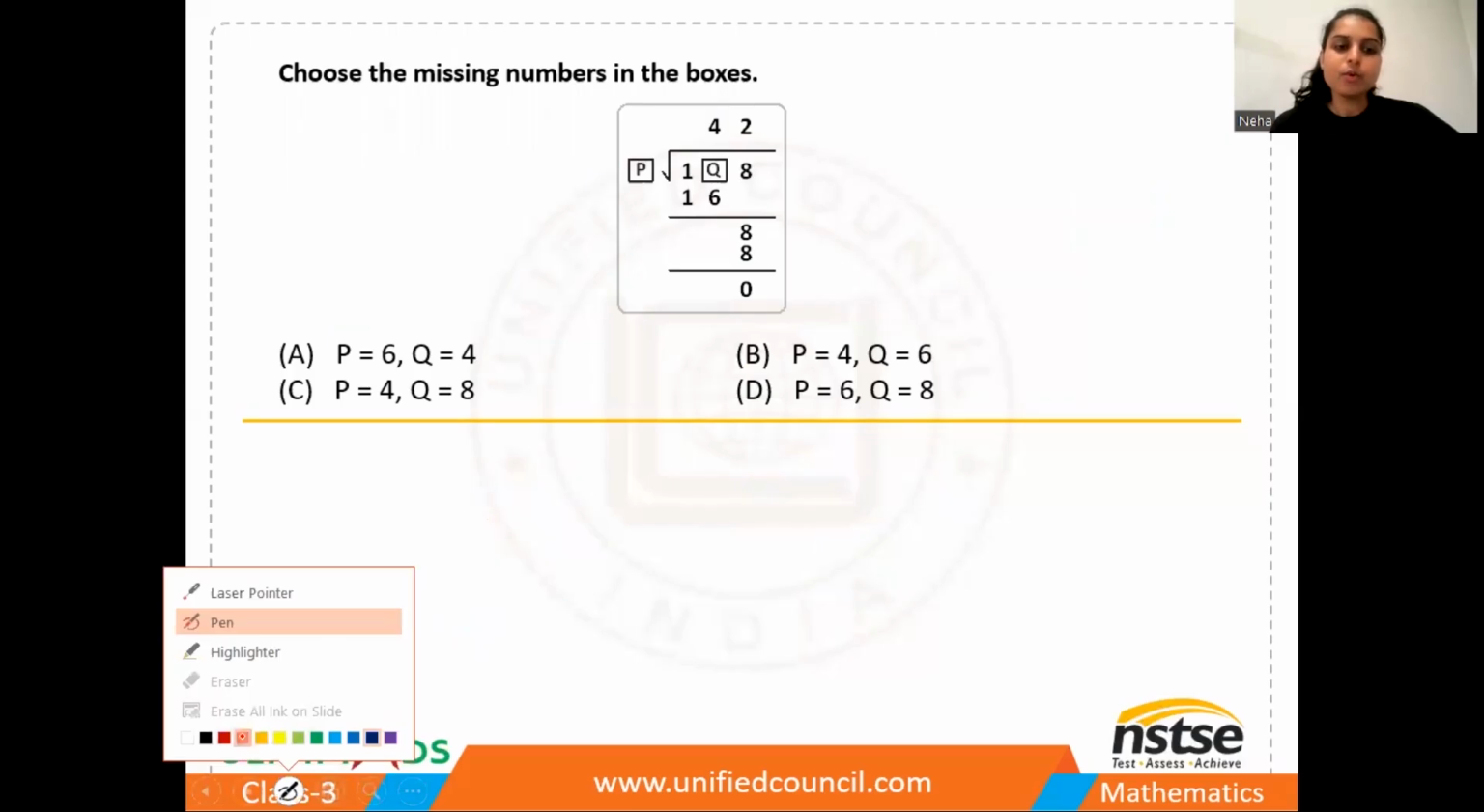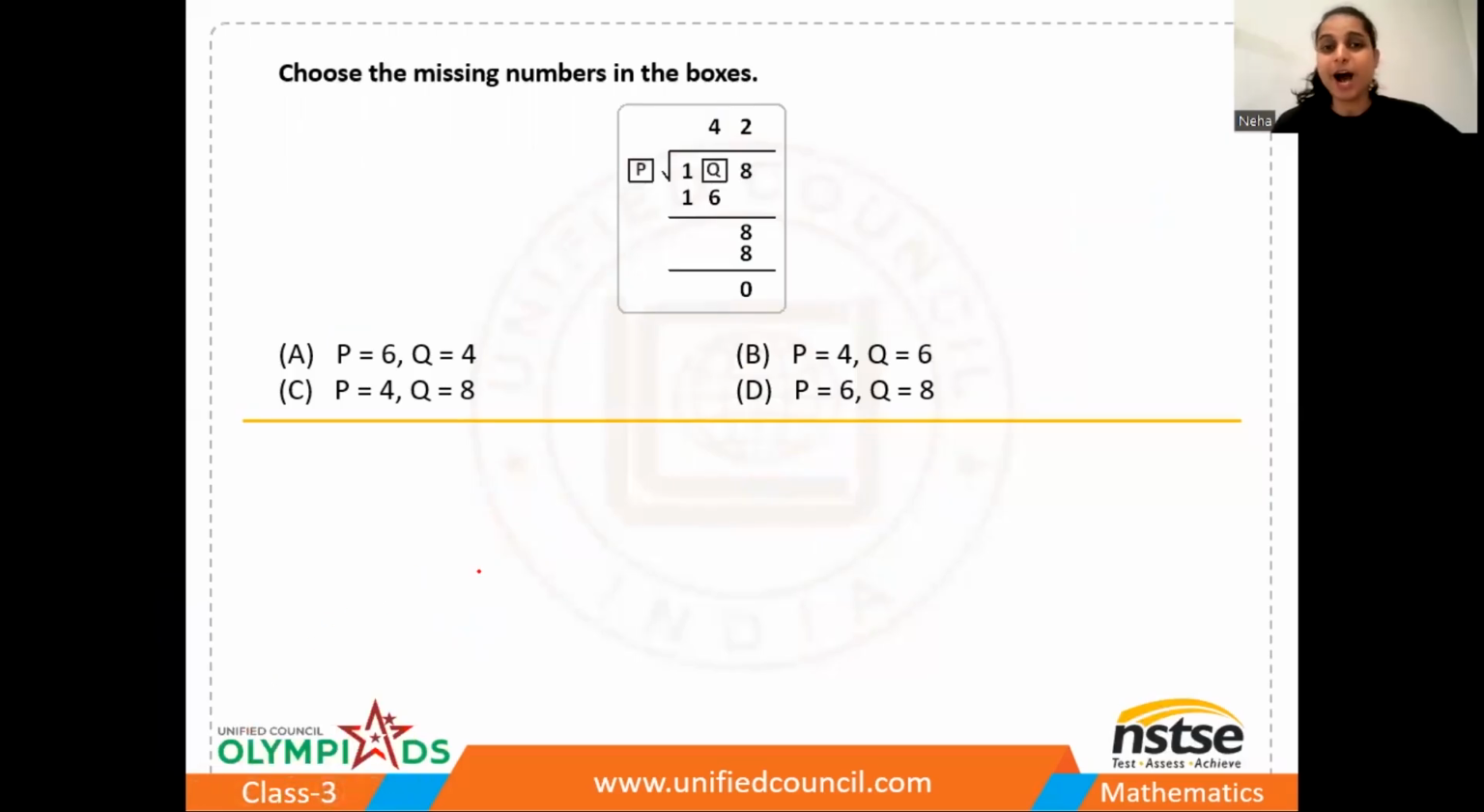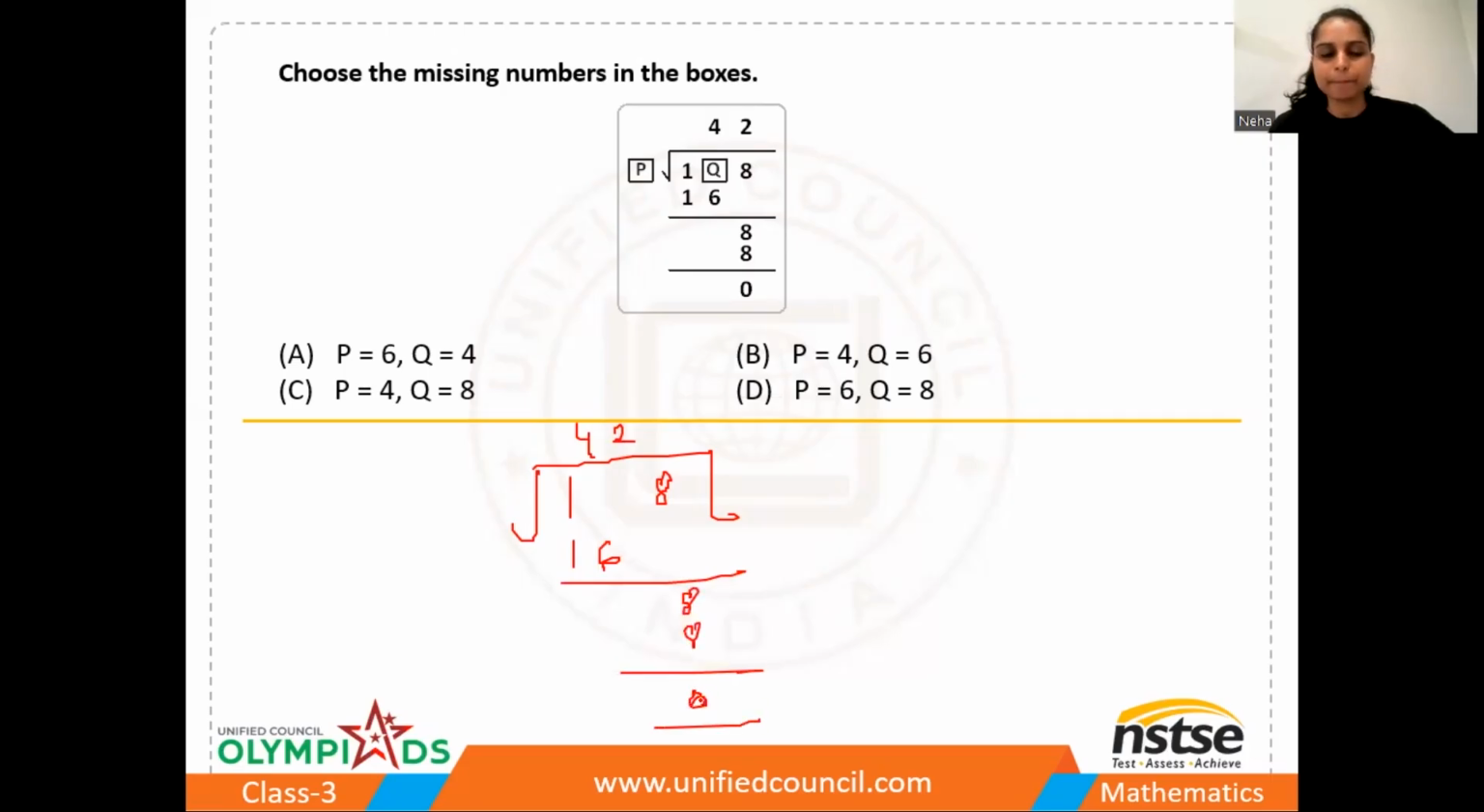Now, if I don't want to go with the options, how can I use my common sense? So this is 1, the missing number, and then 8. Here I have one missing number. This is 42. This is 16. There I don't have anything, and this is 8, 8, and 0. This is my question. So this is 16, right? That means first of all I need a number for which this number would be 4 and this number would be 16.